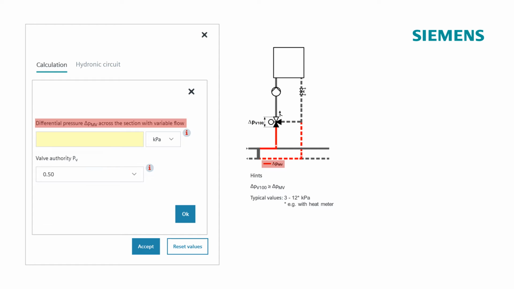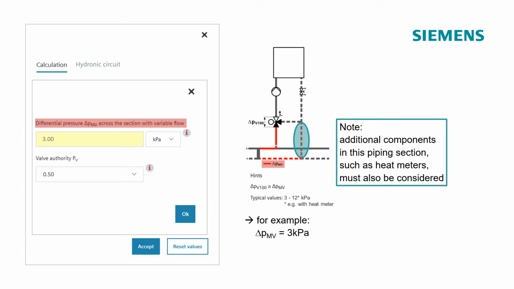It is the piping section in which the water flow changes when the control valve changes its position. For the example, an experience value of 3 kPa is applied. Note that additional components, such as heat meters installed in this piping section, must also be considered. Such components often have high resistance values, which significantly affect the size of the valve.